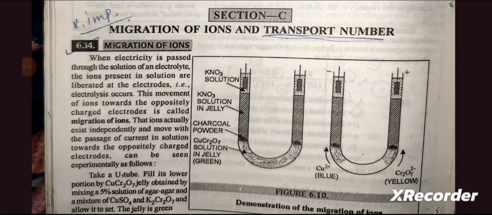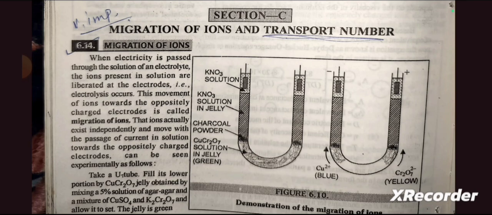Section C. Migration of ions and transport number. 6.14 Migration of ions. When electricity is passed through the solution of an electrolyte, the ions present in solution are liberated at the electrodes, that is, electrolysis occurs. This movement of ions towards the oppositely charged electrodes is called migration of ions.